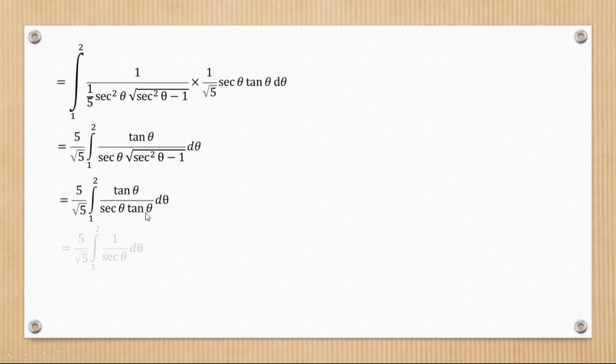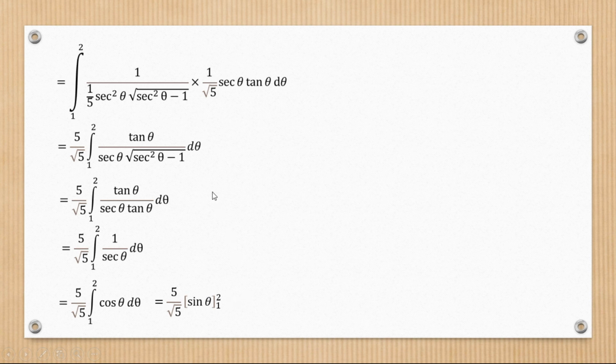So now I have 5 into root of 5 into the integral of 1 over sec theta, because tan theta and tan theta cancel. But remember that 1 over sec theta is the same as cos theta. Now the integral of cos theta is sine theta, but remember that in this case we actually have limits.